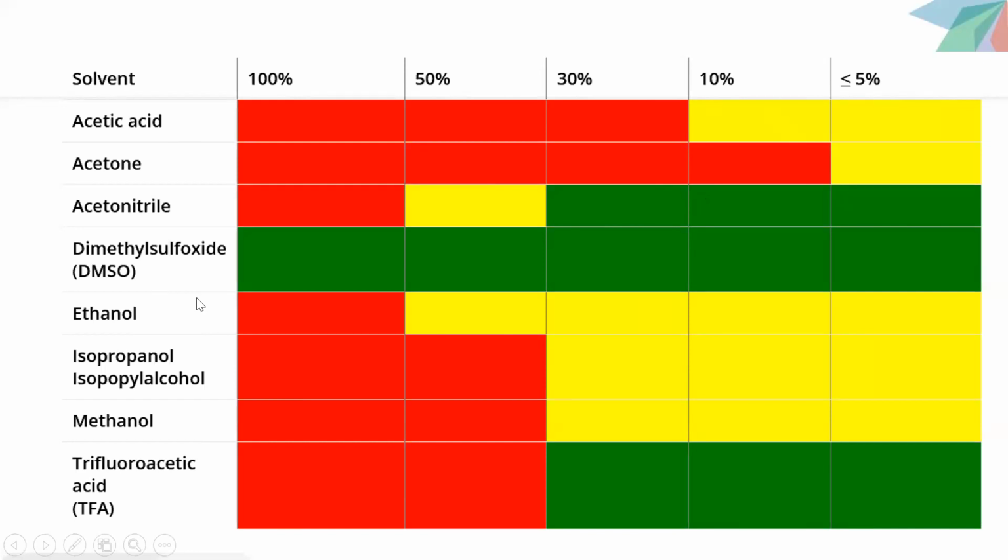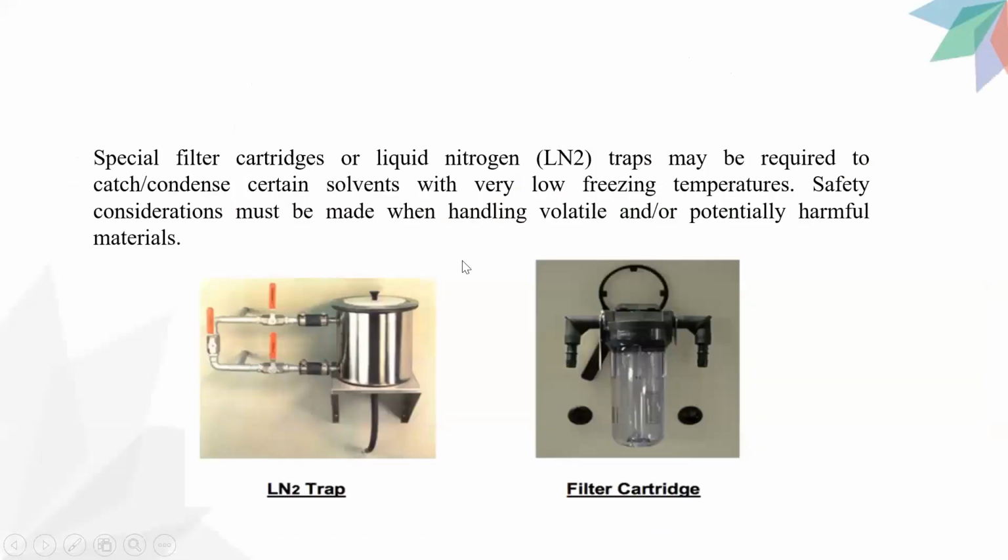So safety considerations must be made when handling volatile and potentially harmful materials. There are special filter cartridges or liquid nitrogen traps that may be added to the freeze dryer in order to catch or condense certain solvents. As you can see in this figure, a liquid nitrogen trap or filter cartridge can be added to the freeze dryer in order to catch or condense certain solvents that are characterized by very low freezing temperatures.